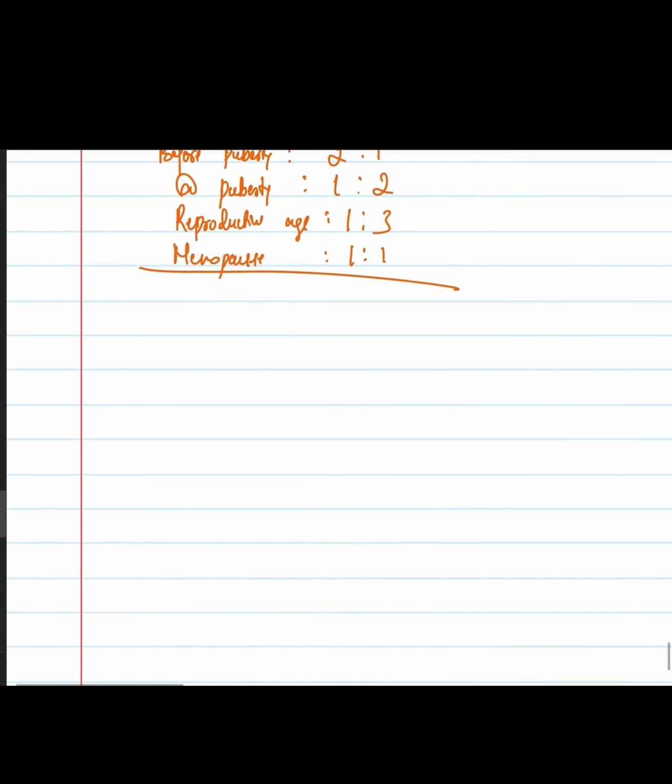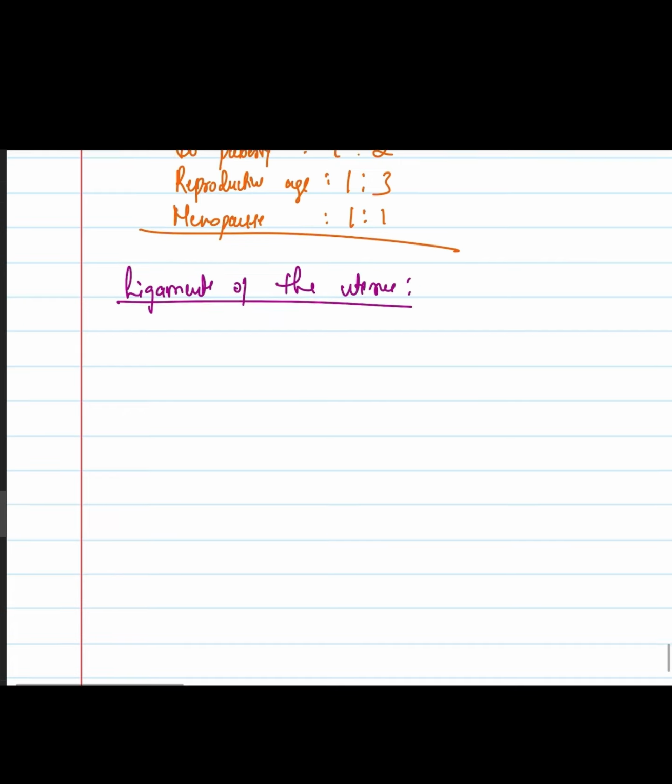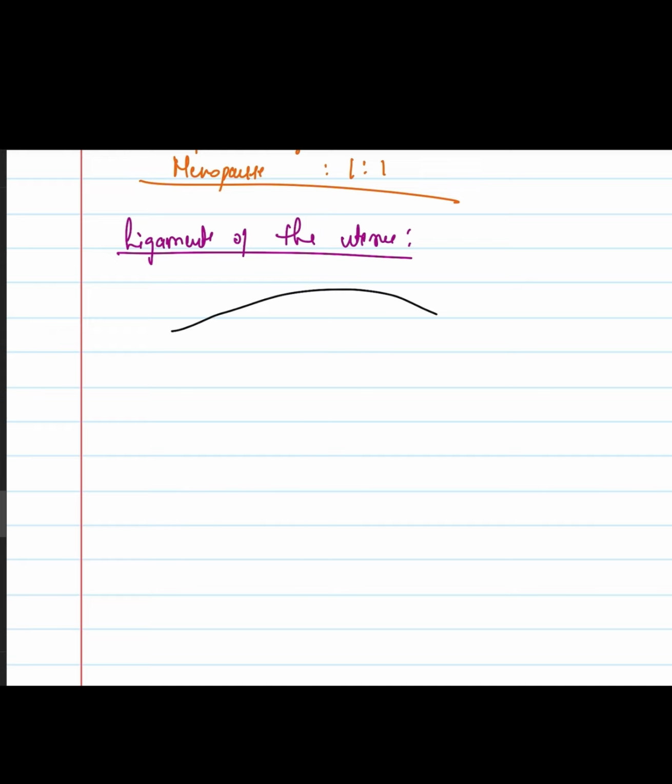Now coming to the ligaments of the uterus. So let me talk about the ligaments of the uterus. I'll just show you. So this is your uterus. So what are the ligaments? You have to remember, here 3 ligaments will be there: round ligament and one ligament which connects to the ovary. What is that? Ovarian ligament. Okay, this is your round ligament, this is your ovarian ligament.